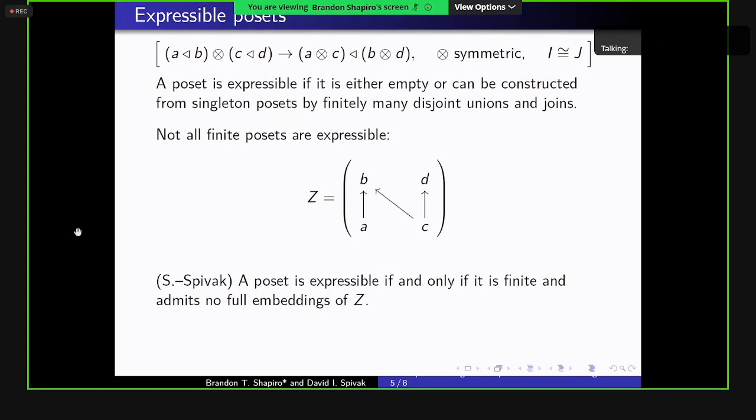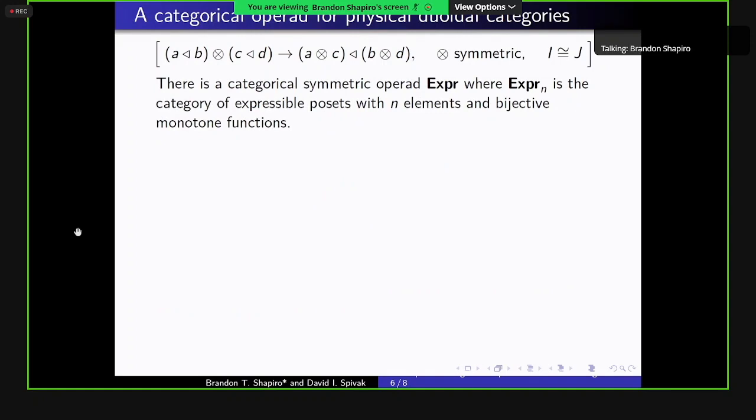And so especially now that we have this nicer condition for when a poset is expressible, it means that we can, in better conscience, start using expressible posets to more formally describe these physical duoidal categories. So the next thing is using the result from two slides ago, that the expressions correspond to posets and the maps between them correspond to certain maps between those posets, to give a more formal description of these physical duoidal categories. And we're going to do that using a categorical symmetric operad.